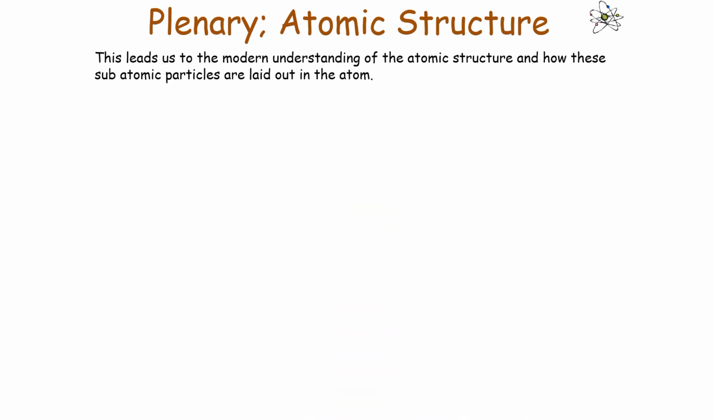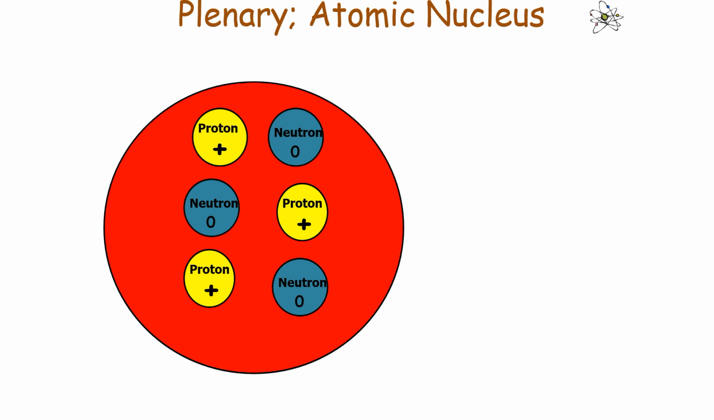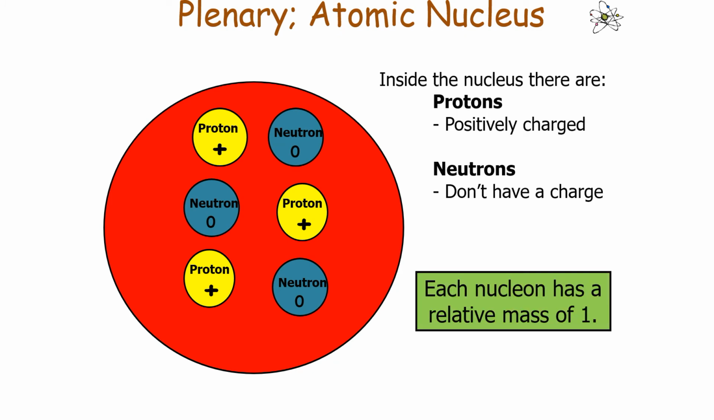When we have a look at our atom, we know that in the nucleus we have our protons and our neutrons. Inside the nucleus the protons are positively charged, the neutrons don't have a charge, but each one of them has a relative mass of 1. So it's important to know we've got our positively charged protons and our neutral neutrons.